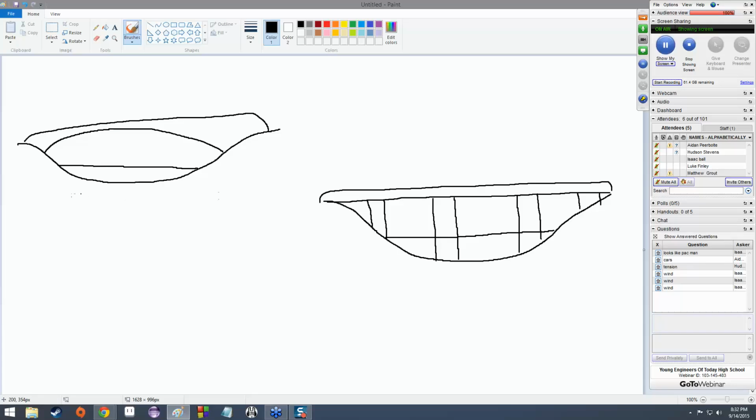Now, this design is better for river traffic. And why might you imagine that is? And by river traffic, I mean things going this way.